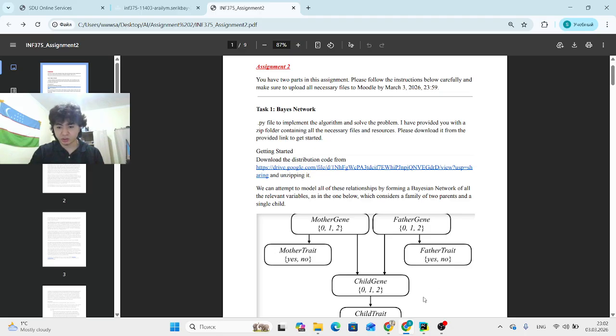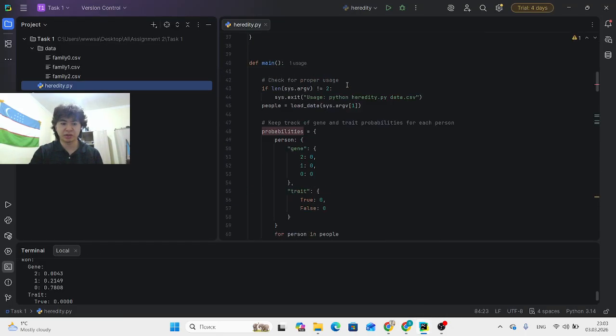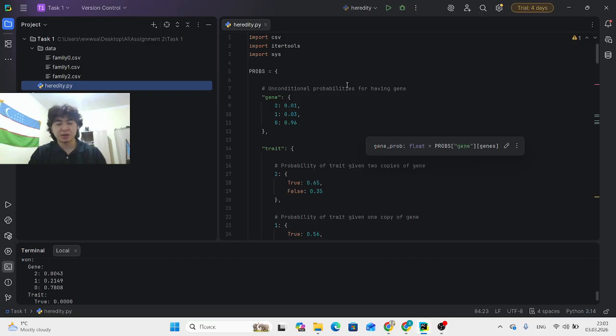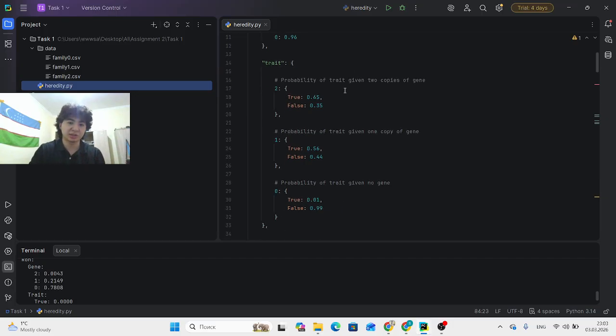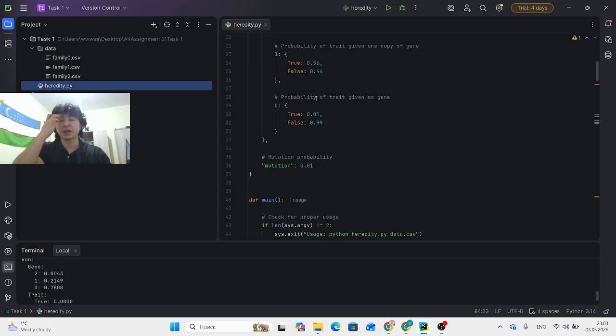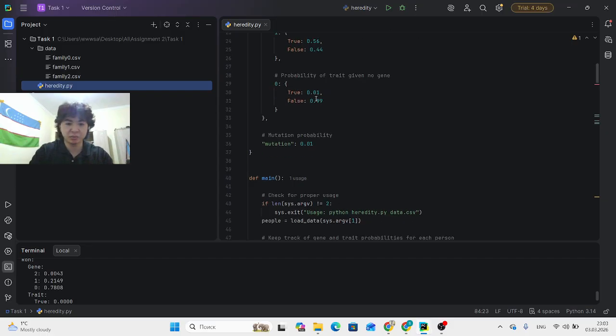So, I made it with pie charts first of all. For example, each person has a gene, for example 0, 1, or 2 copies of the gene, and the trait variable, whether they show a trait, true or false, based on the genes. I mean the Bayesian network, something like that. Actually, how it will affect our future generations, we're going to see now.